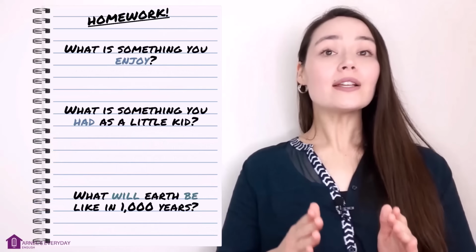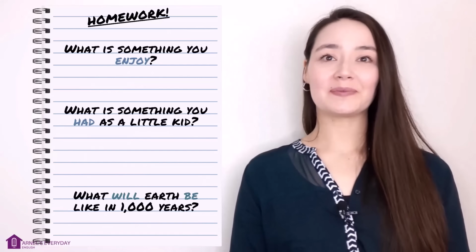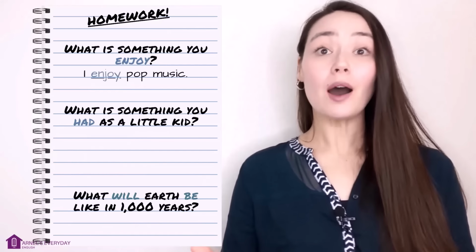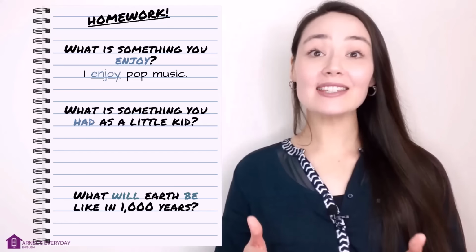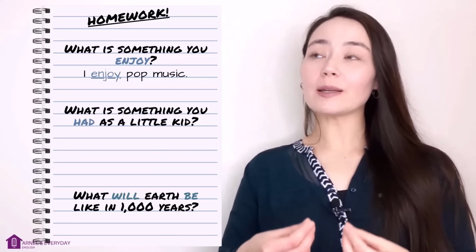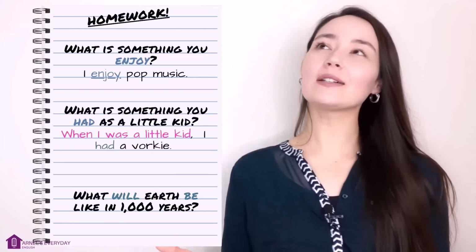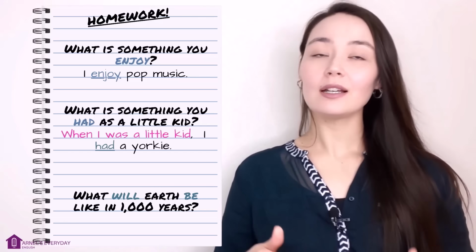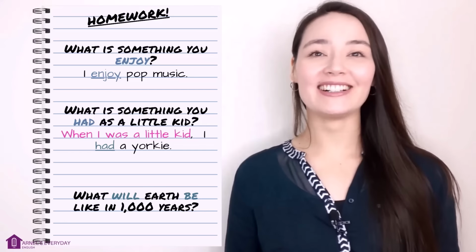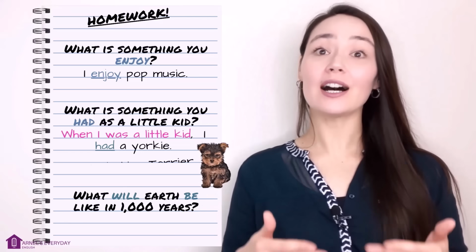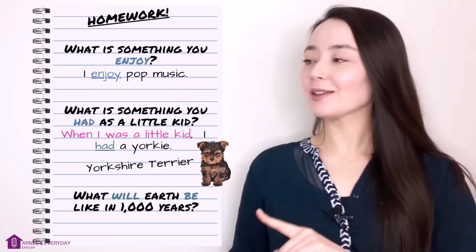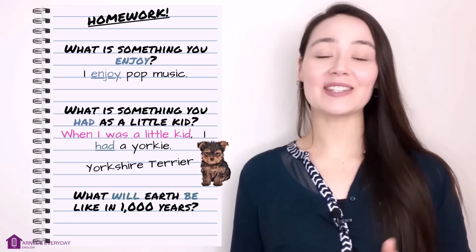Present simple, what is something you enjoy? I enjoy pop music. Past state, what is something you had when you were a little kid? When I was a little kid, specific time, I had a Yorkie. A Yorkie is a short name for a Yorkshire Terrier. They're cute little dogs, aren't they? So I had a Yorkie.